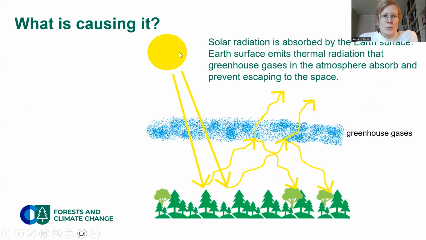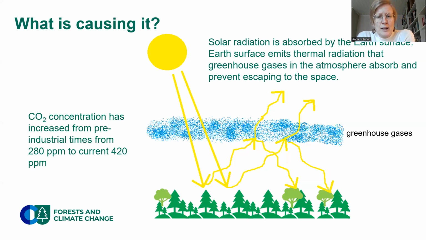What is then causing the global warming? The greenhouse gas phenomenon is a natural phenomenon, and without it, the Earth would be a cold place. In the greenhouse gas phenomenon, the solar radiation is absorbed by the Earth's surface because it can penetrate well the greenhouse gas layer in the atmosphere. Earth's surface then emits thermal radiation that greenhouse gases in the atmosphere absorb, and this way prevent it from escaping to space.